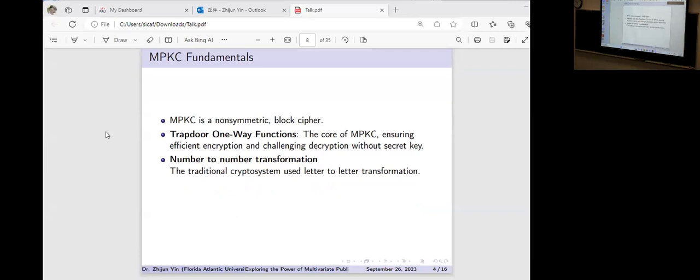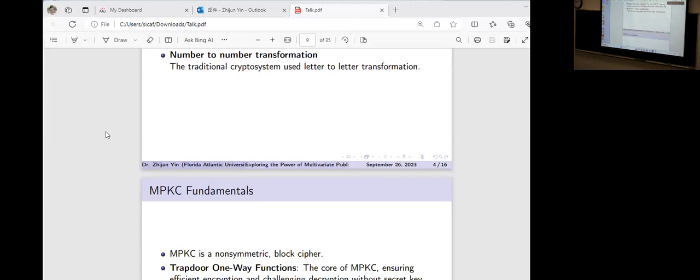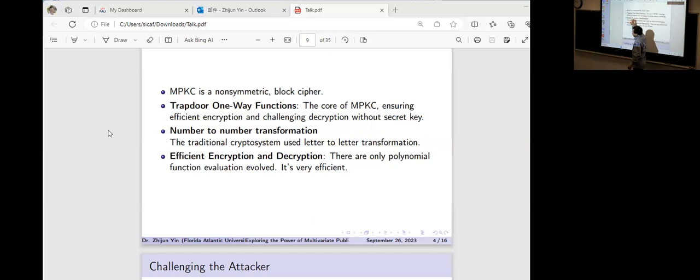And this system is slightly different from traditional crypto systems. A traditional crypto system is a letter to letter transformation. Like in a Caesar cipher, the letter A will transform to letter E, for example. B goes to F, so letter to letter transformation. What we do is a number transformation, from number to number. Mathematicians can play with numbers, right? So we are good at numbers. So this system is very easy for mathematicians to start with. And the encryption and decryption, just like I mentioned, are only polynomial evaluation, which can make the encryption process and decryption process very fast. Very efficient. And efficiency is important. Typically, we want applications that do not need so much computation power. So that gives the system a benefit.